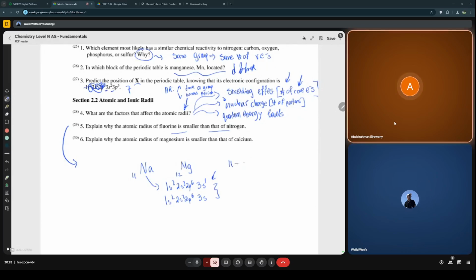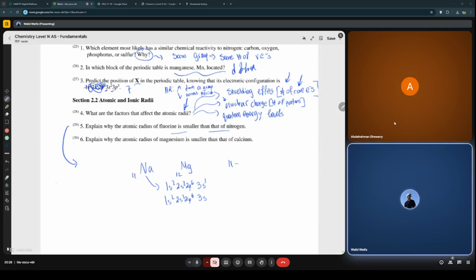Core electrons, 11 minus 8. What? You don't know? Okay, this is perfect. Good thing I'm telling you this. Core electrons are electrons that are not valence.